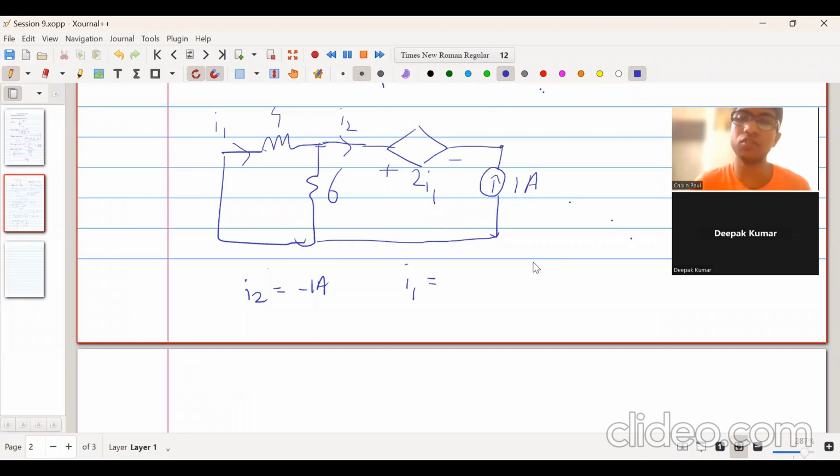So, we know I2 is equal to minus 1 ampere. Now, we will find I1. By the current division rule, I1 will be equal to 6 upon, sir, 4. Tell me, now why do we connect a 1 ampere current source here?